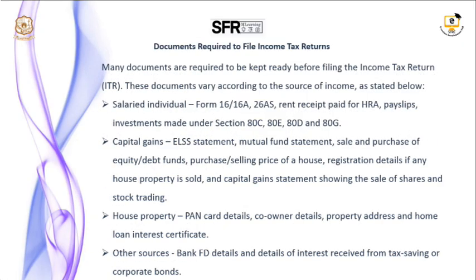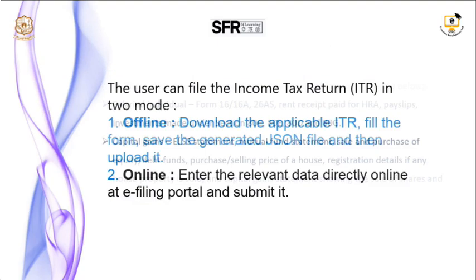So the applicability may change as per the nature. Here are some of the documents. If you are a salaried individual, Form 16 and 16A, 26AS, rent receipts for the HRA paid, and pay slips are required. For capital gains, the ELSS statement, mutual fund statement, and sales and purchase of debt funds. For house property, PAN card details, co-owner details, property address and home loan interest certificates.